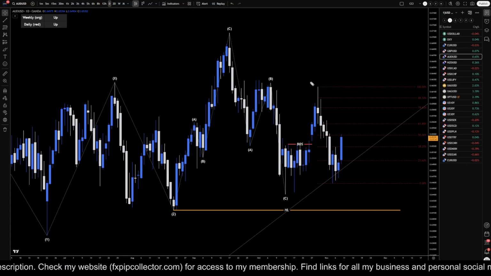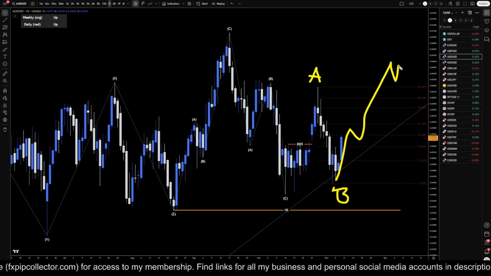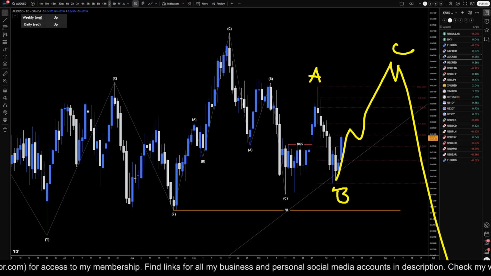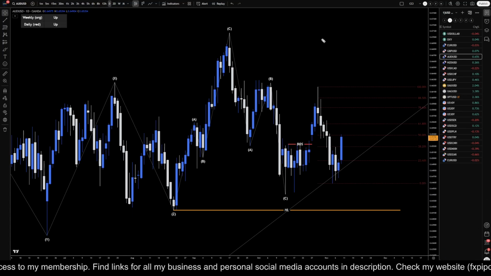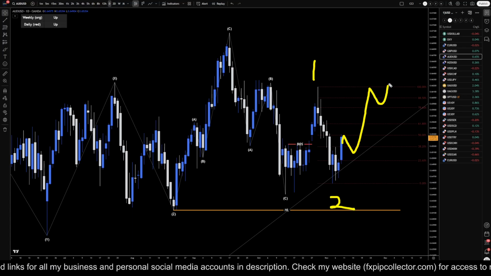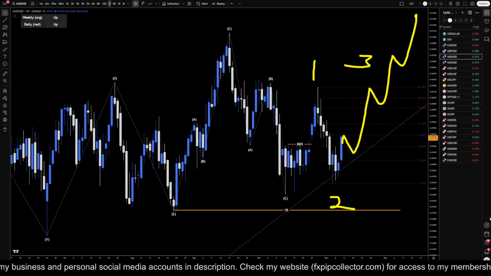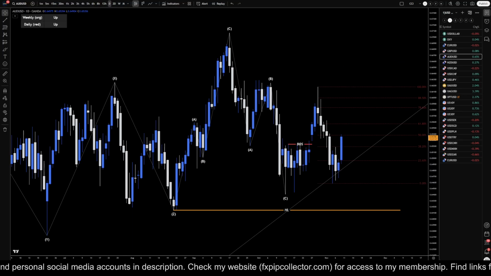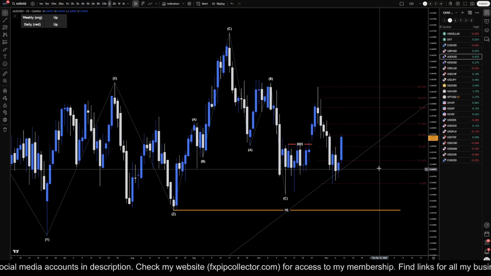So that means that I would expect this first move up to either be an A, B, and this would potentially go up and make a C and then turn back down, or perhaps the higher time frame trend is going to go, and this is a 1, 2, and maybe we're just going to go up and make higher highs, higher lows for a wave 3. Either scenario, I do think we have some sort of a significant turn to the upside.